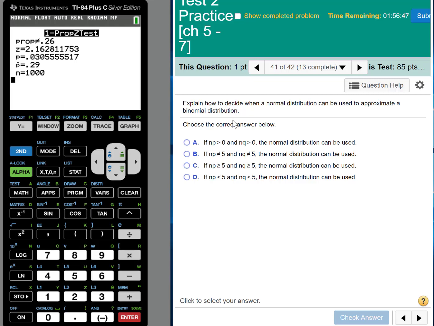Explain how to decide when a normal distribution can be used to approximate a binomial distribution. You have to check that np is greater than 5 and nq is greater than 5. We did that in one or two examples.